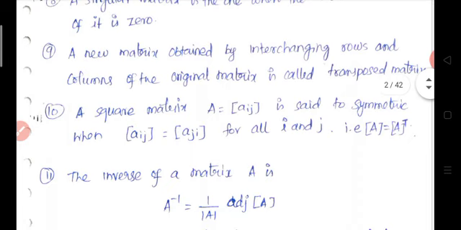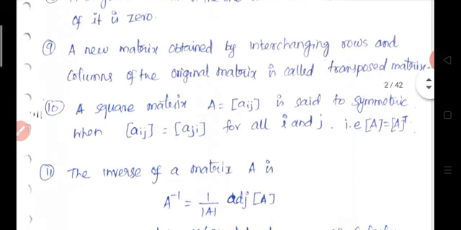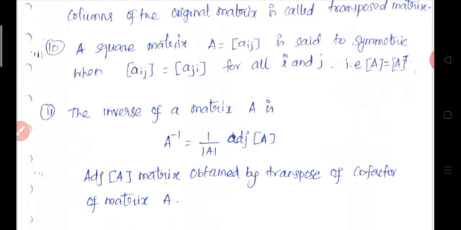The ninth, a new matrix obtained by interchanging the rows and columns of the original matrix is called the transpose matrix. The tenth, a square matrix Aij is said to be symmetric when A is equal to A transpose, that is, the original matrix and the transpose matrix are the same.